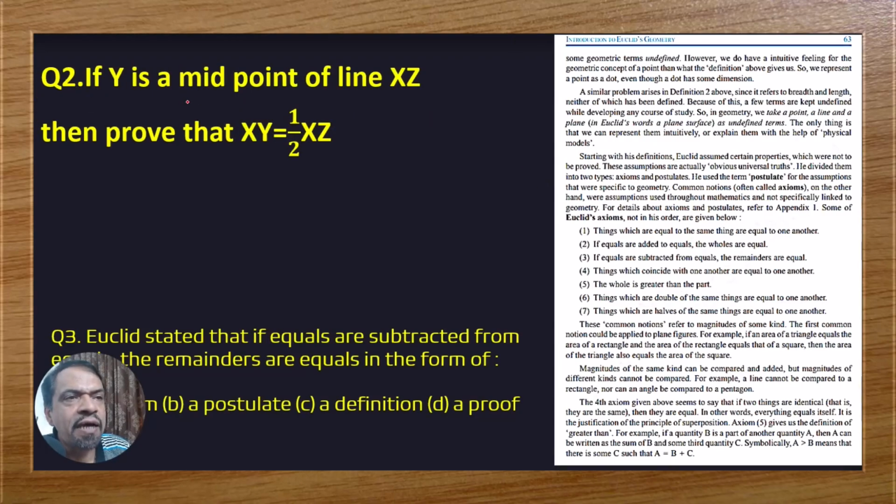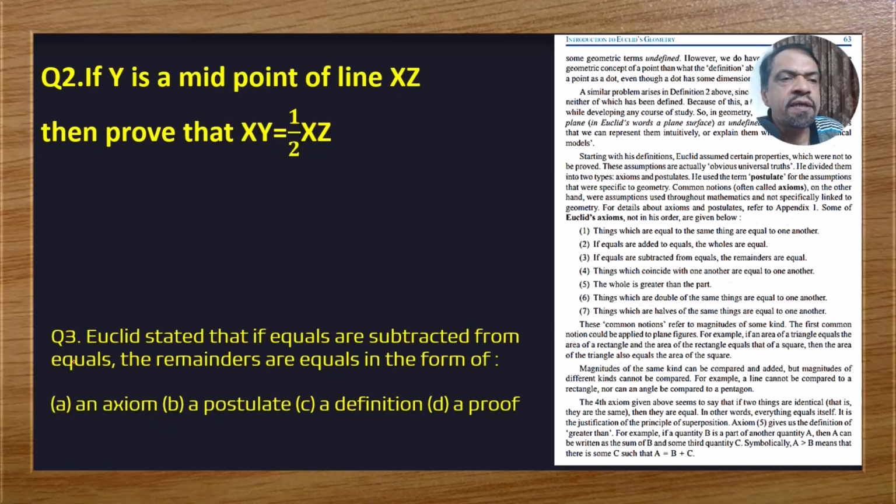If Y is a midpoint of line XZ, then prove that XY is half of XZ. And the next question, the third question: Euclid stated that if equals are subtracted from equals, the remainders are equal. In the form of what? Is this an axiom, postulate, definition or proof? Before answering these questions, let us explore this page.